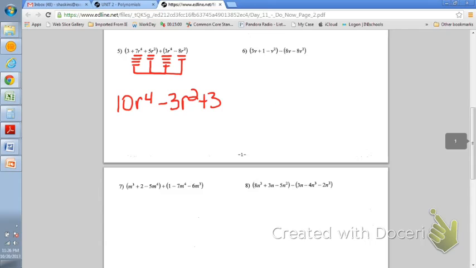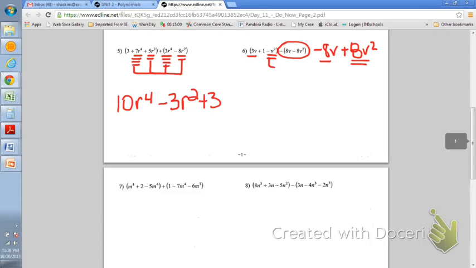Question 6, the operation is subtraction, so I need to remember to change all my signs. Negative 8v, positive 8v squared. Go back and underline my degrees. It's first degree, no degree. Second degree, first degree, second degree.